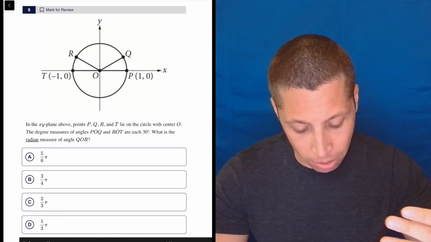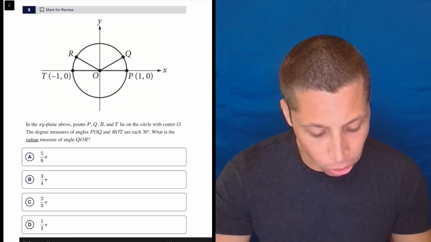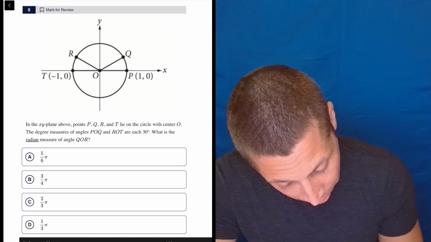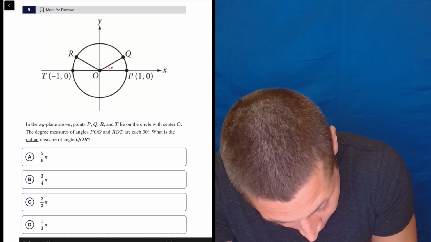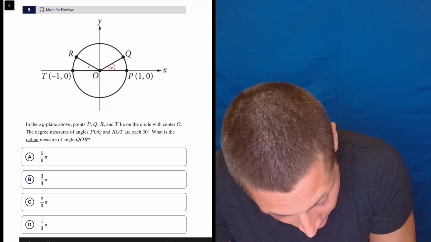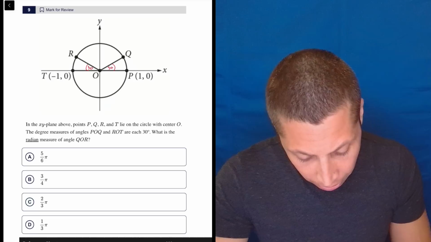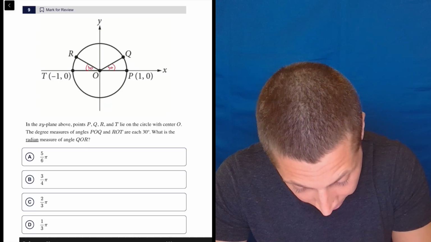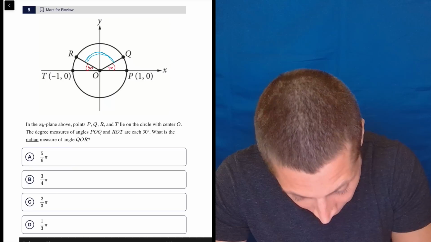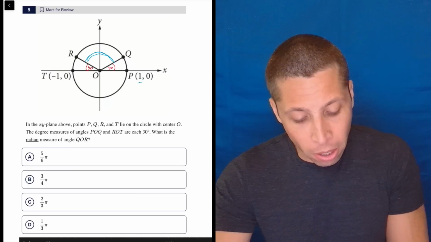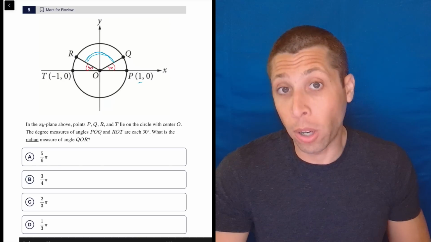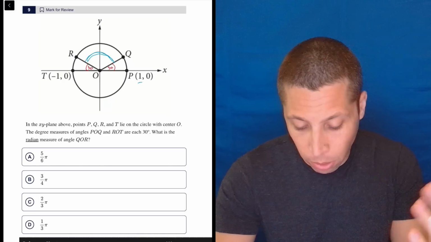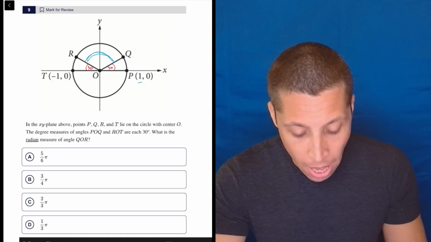In the xy plane, points P, Q, R, and T lie on the circle with center O. The degree measures of angles POQ and ROT are each 30, so let's do that. So POQ, that's 30 degrees right here, and ROT is 30 here. What is the radian measure of QOR? So that's going to be this guy here, QOR. Now, it's the unit circle because it is a circle with a radius of 1 unit, 1 being the value of P and T, -1 there, so it's a radius of 1.